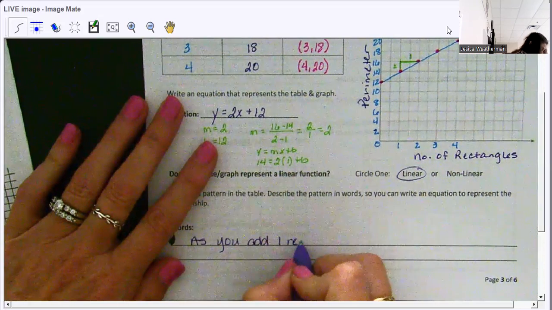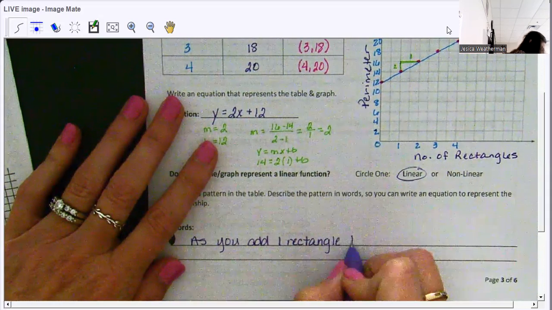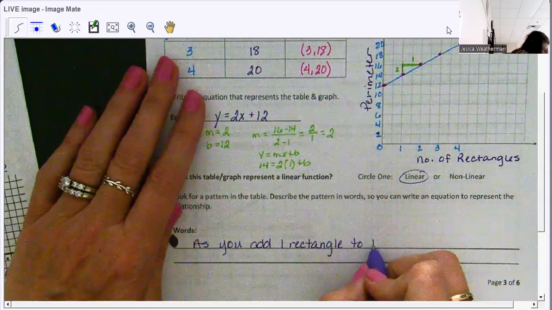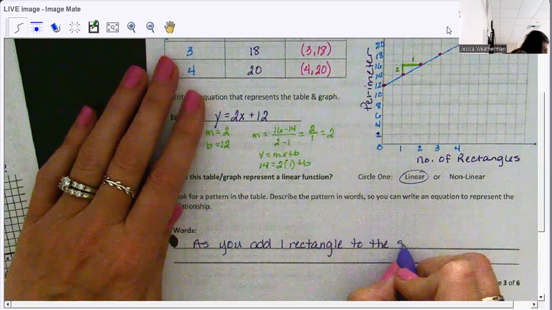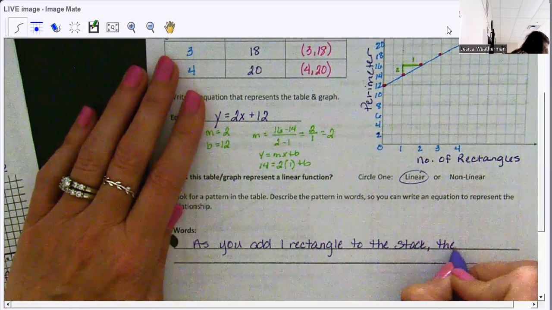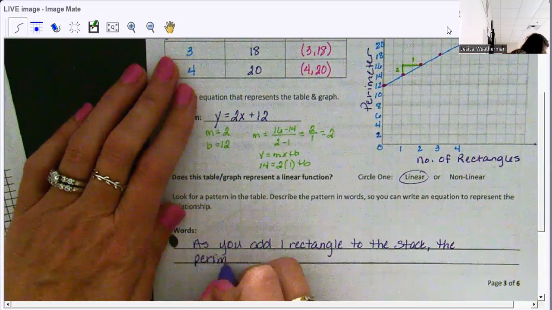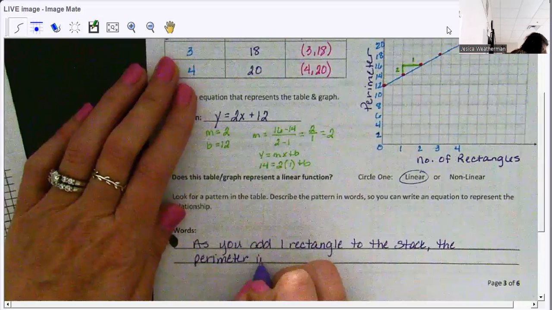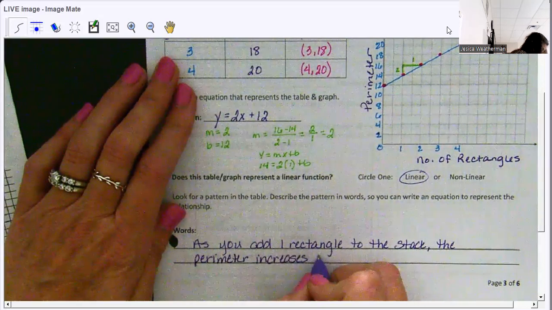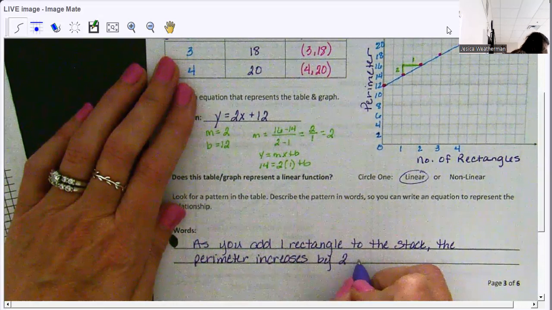One rectangle to the stack, the perimeter increases by 2 units because we don't know the units.